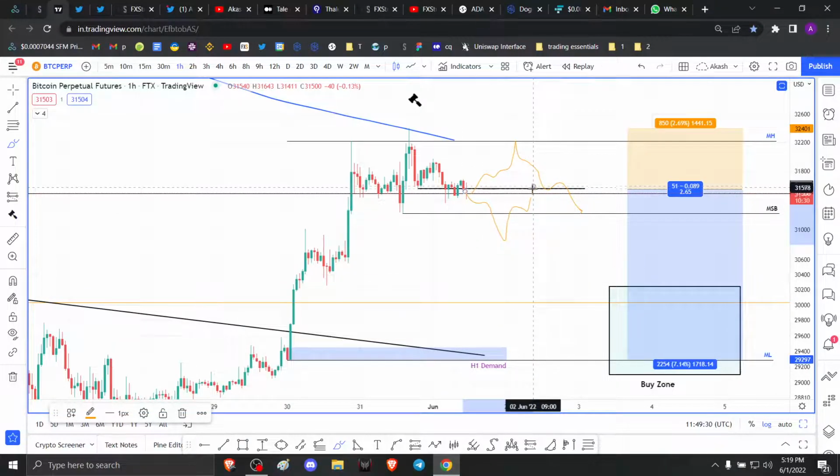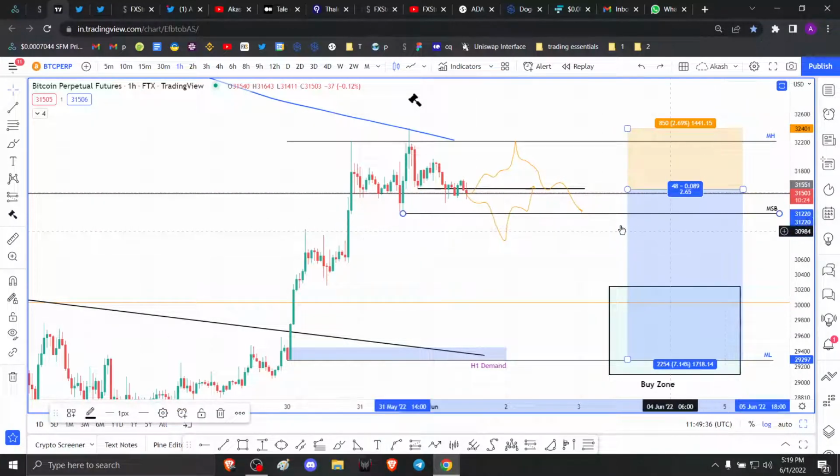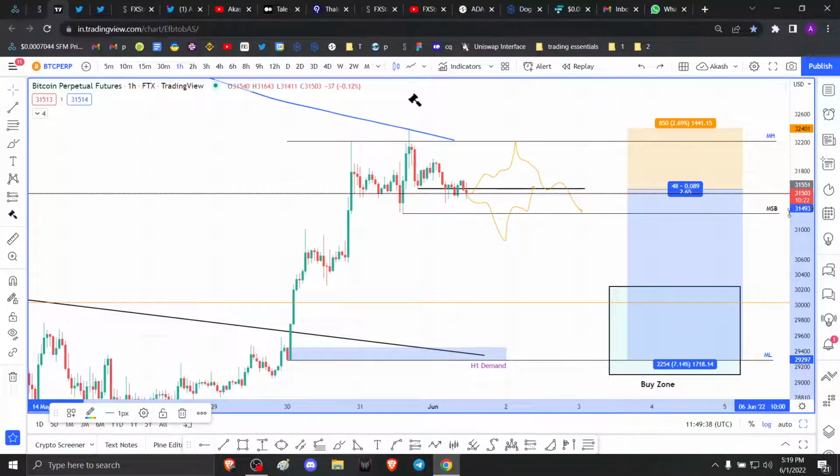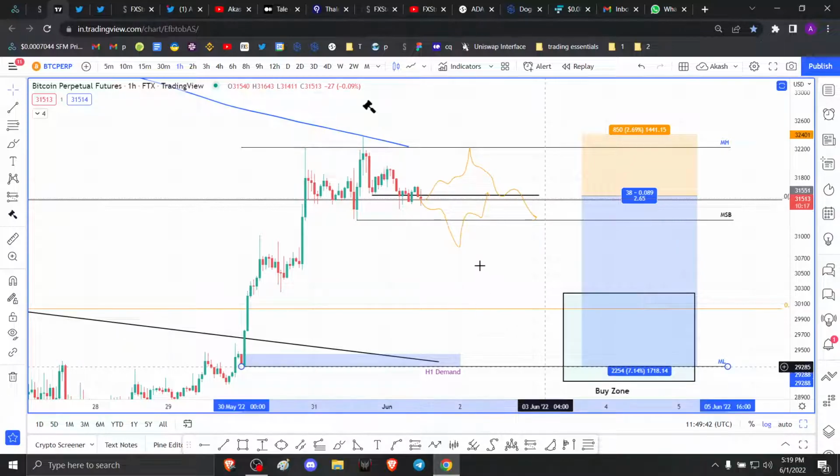So yeah, the first scenario is where the price produces a market structure break, in which case I'm going to wait for the price to move higher, at least up to 31k, somewhere around 31.5k. I'm going to short Bitcoin here and book profits around the Monday's low.